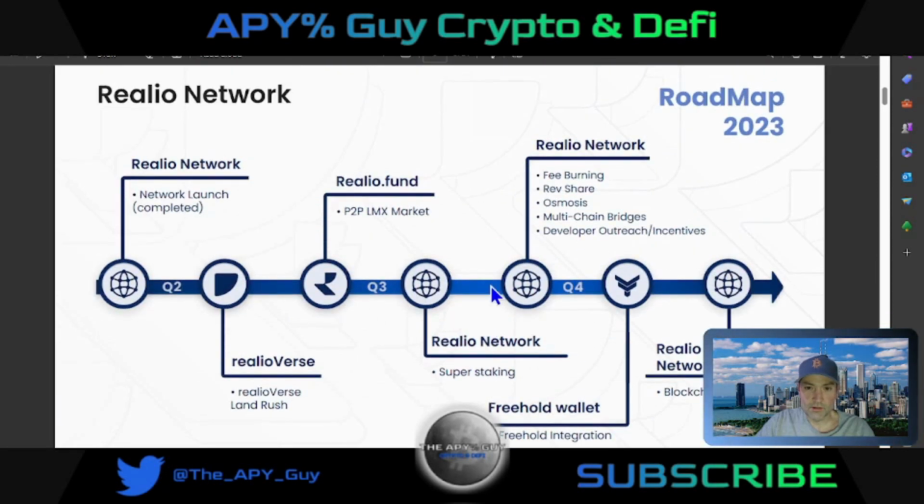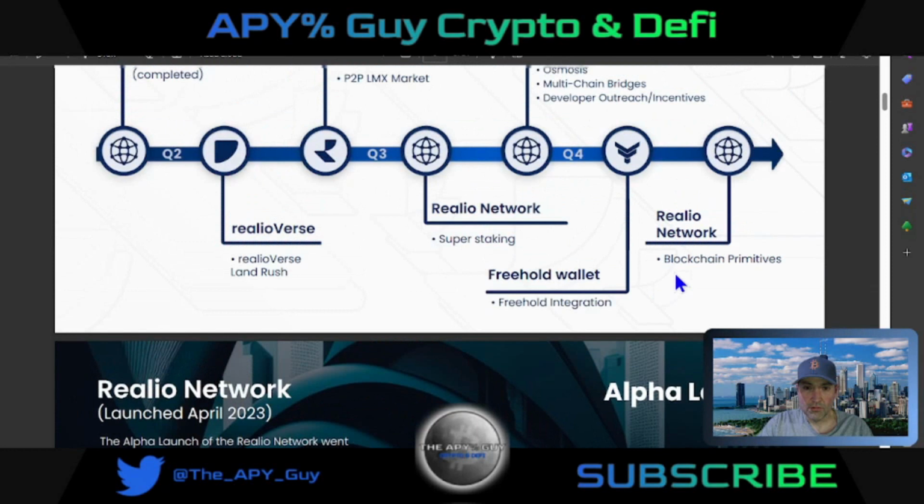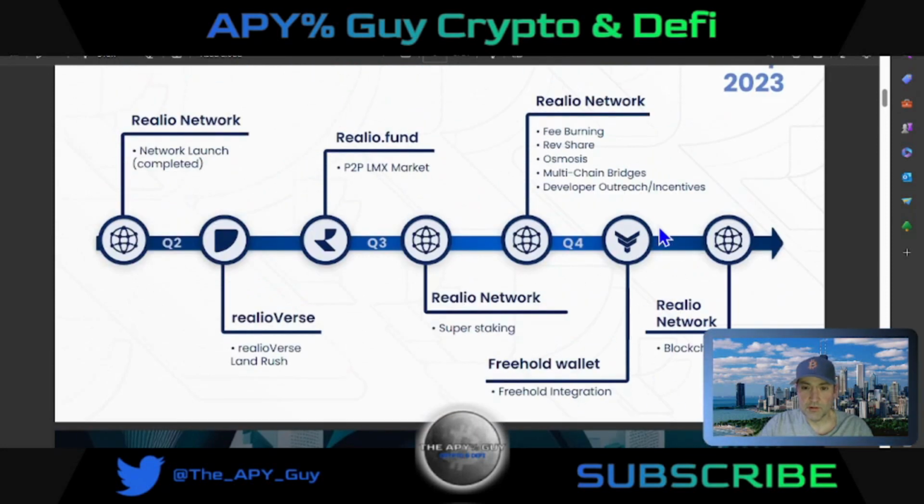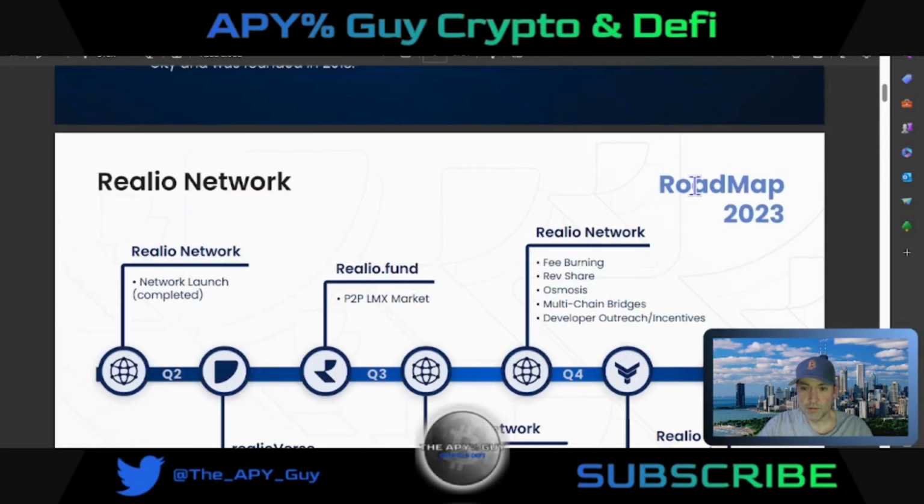We're going to try to take a look and see what that is. Fee burning, which sounds amazing. If any type of burning on any token, especially with a low quantity of tokens like RIO has, that should be very interesting. Revenue share, osmosis. I like how they're building on the Cosmos SDK, multi-chain bridges, and developer outreach incentive. So Freehold wallet. I guess there's going to be a new wallet, which will be cool.